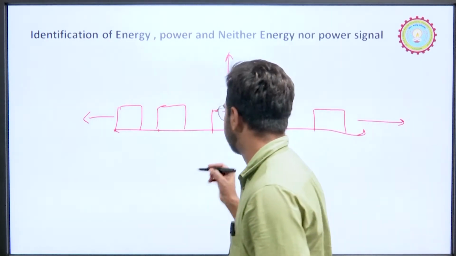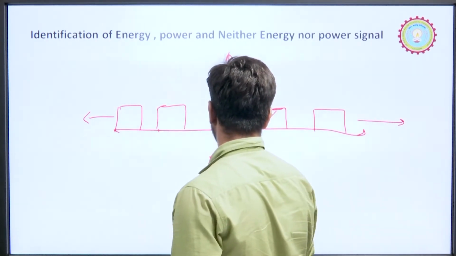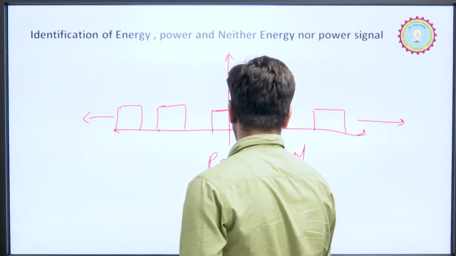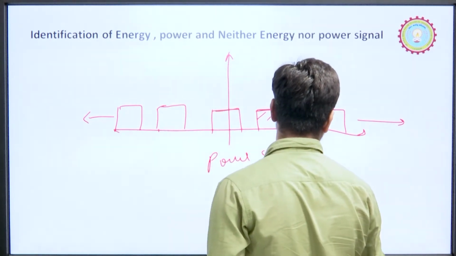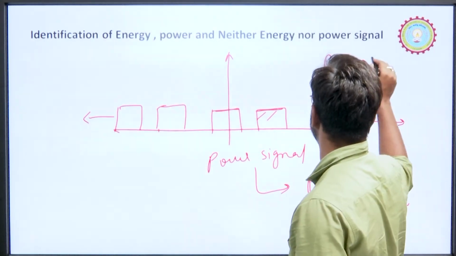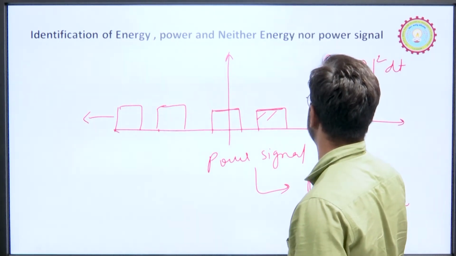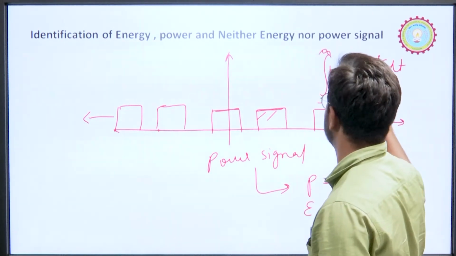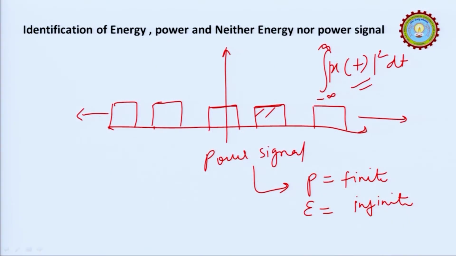Also, another way: what is a power signal? Any signal having finite power and infinite energy will be in the category of power signal. So if you need to find the energy of the signal, how will you find it? The energy is found by integrating from minus infinity to plus infinity. As the signal duration is from minus infinity to plus infinity, E will be infinite. So here also we can say the signal is in the category of power signal.